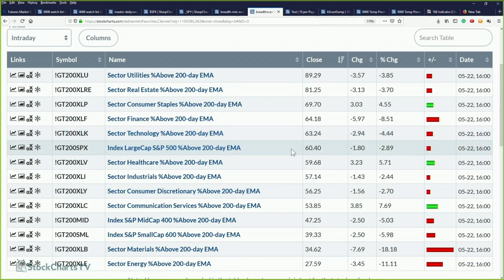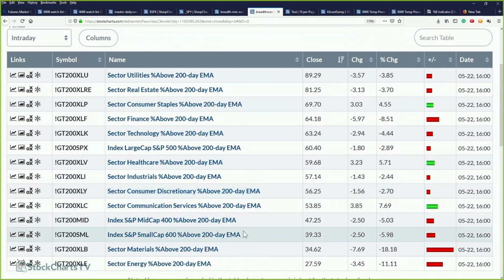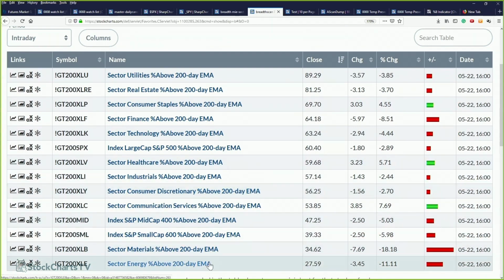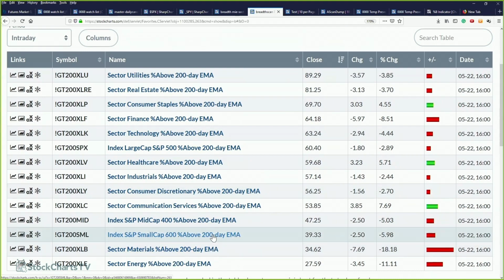There's your benchmark, the S&P 500, and everything below the benchmark is underperforming. And at the bottom, we can see energy. 28% of stocks are above the 200-day, by far the weakest sector, and it has been the weakest sector for a few weeks. Materials also very weak. And look at small caps. Less than 40% of stocks are above the 200-day. Put another way, more than 60% are below the 200-day. So that's where we're seeing weakness.